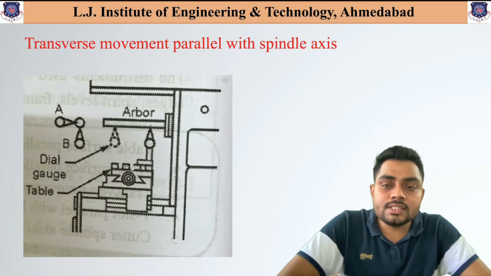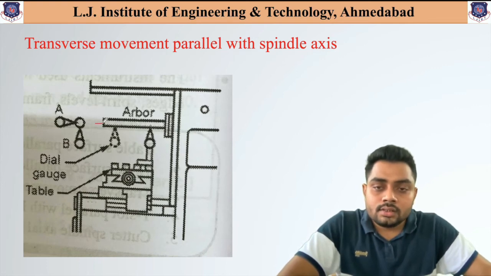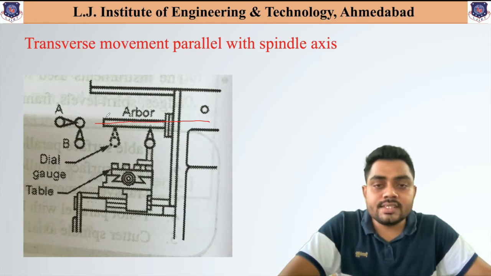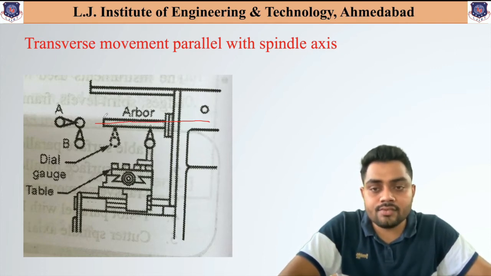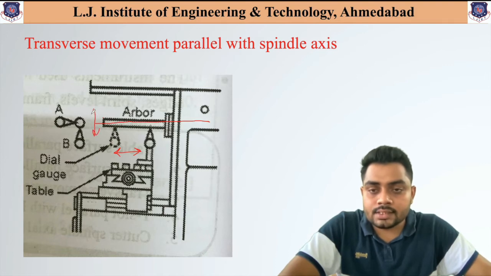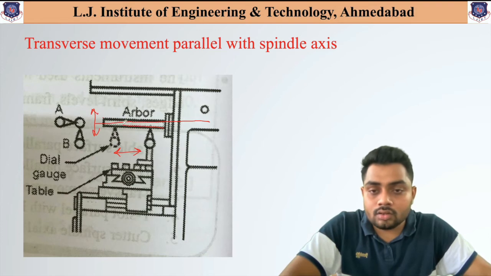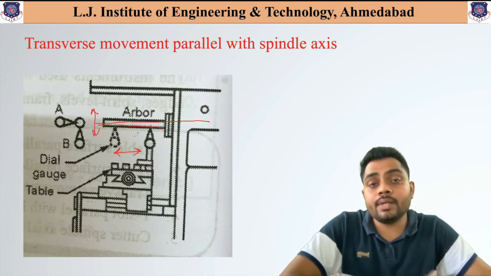Now the third one is to check the transverse movement parallel with the spindle axis. Now we know that this is the spindle axis. With the spindle axis we will check two movements. The first one is the transverse movement. That means we will check along the longitudinal direction also and along the transverse direction also. So we are placing the dial indicator on the length of this arbor and we are moving. Now I hope you have clarity on how we are placing the dial indicator.